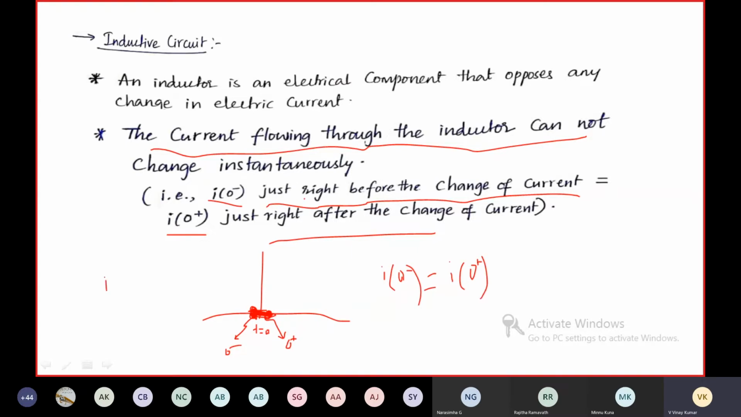Whereas in case of a resistor, it is not like that. I of 0 minus is not equal to I of 0 plus because of the V is equal to IR relationship. Because of the V is equal to L dI by dt relationship, I of 0 minus is equal to I of 0 plus. We already discussed why the current through the inductor cannot change, and I justified that statement in the previous lecture.